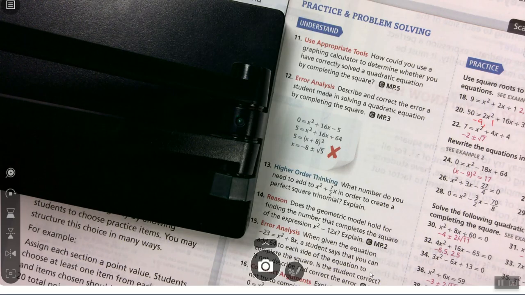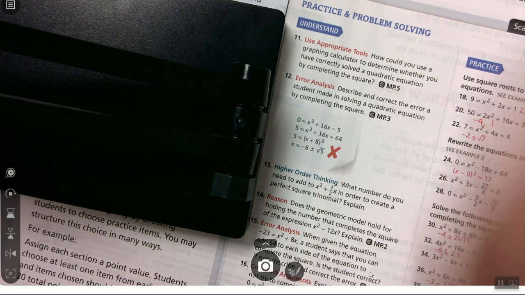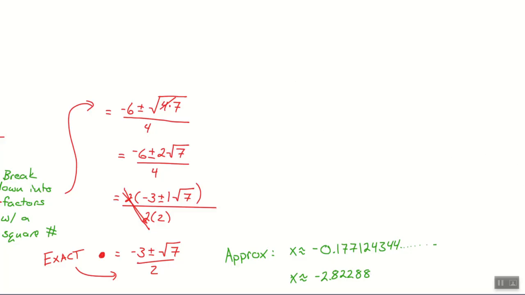Now, going through here, as we look back at the problem, which of these answers is better for math? The exact, which is here, or the approximates? Exact is better for math. For real-world application or graphing it or anything like that, what would you rather find on the x-axis? Negative 3 plus root 7 over 2 or negative 0.17? There's a difference, right?